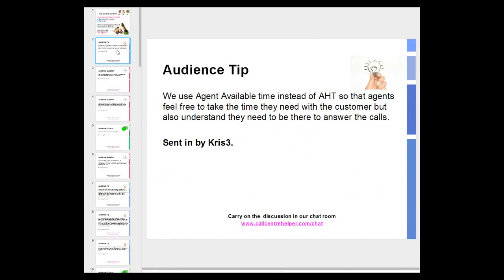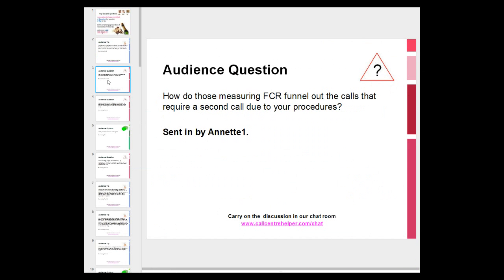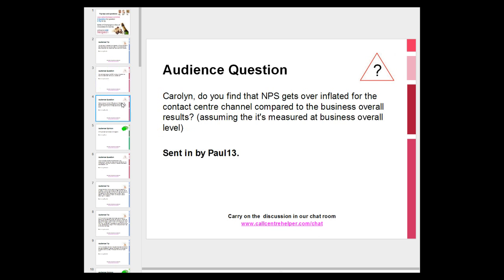Chris says we use agent available time instead of average handling time, so that agents feel free to take the time they need with the customer, but also understand there's a need to answer the calls. There's a question from the audience: how do those measuring first contact resolution funnel out the calls that require a second call due to procedures? If there's anyone in the audience who's got some advice on that, that could work.